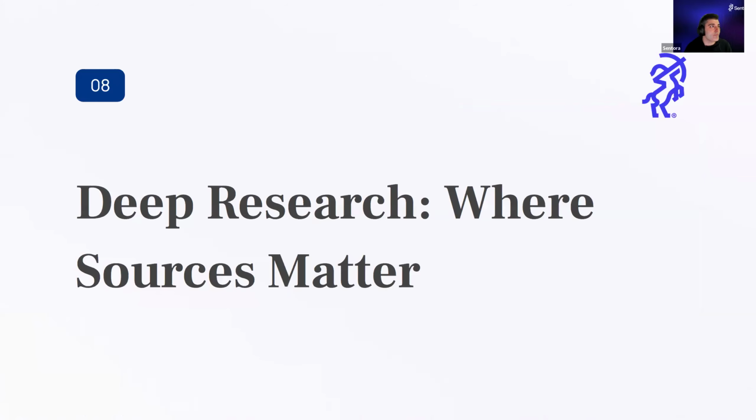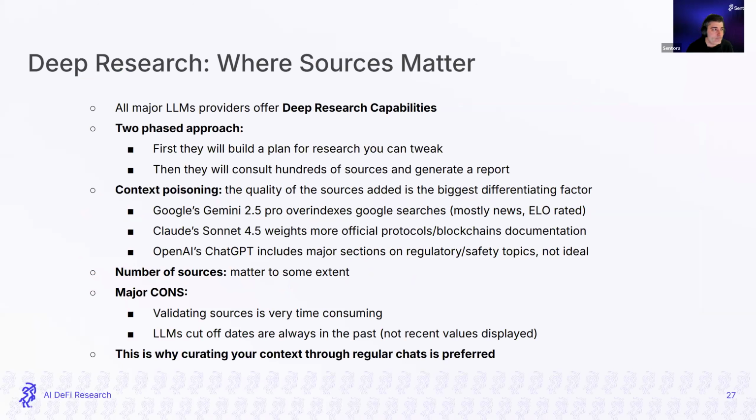So let's go over the research. The most famous features are probably these deep research capabilities that all the frontier models have at the moment. Usually the process when toggling this feature in the chat UI is a two-phase approach. First, it will try to come up with a research plan where it will ask for our input if we want to tweak it, if we think it's fine, or if it should check different sources. And after tweaking that, it will continue consulting hundreds of sources ideally and finally generate a report.